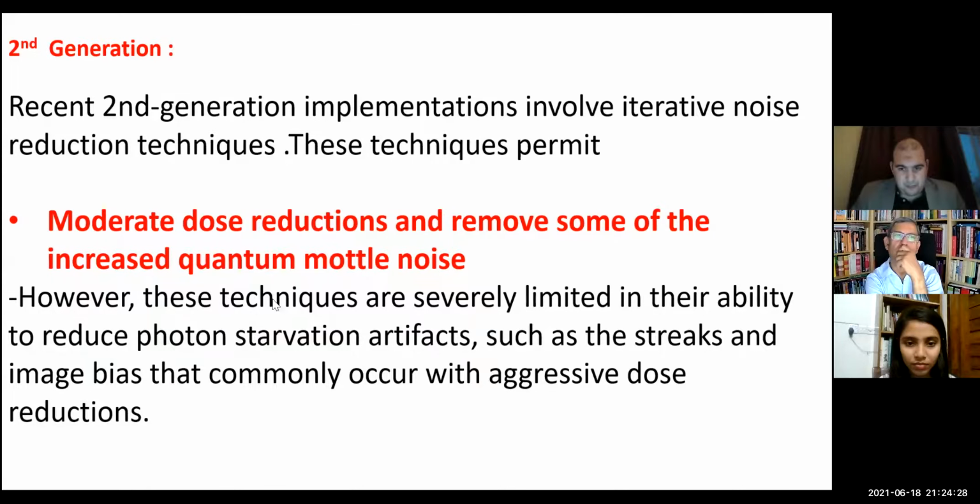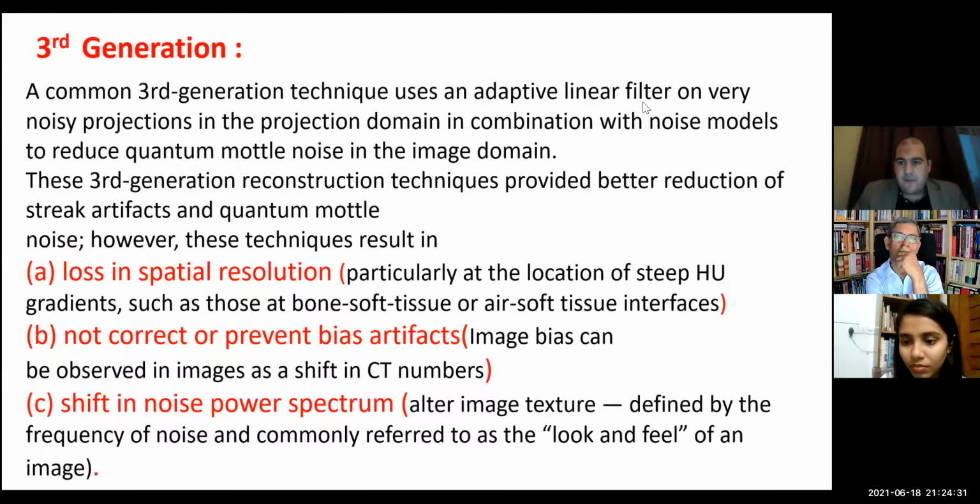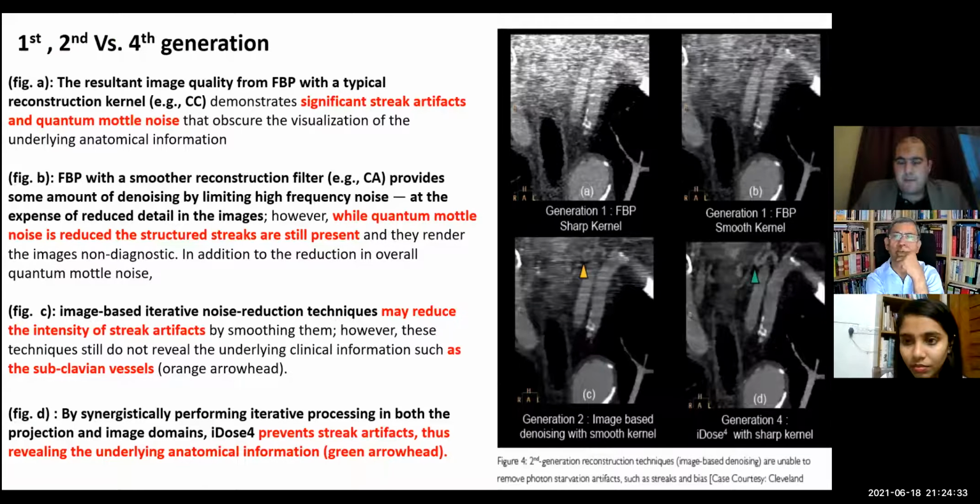So now, for this example, as a comparison, this is our neck region. For the first generation, this is an obese patient. You will find a noisy image and streaks. These streaks are like artifacts, blackening here. But using a smooth filtering with the filter back projection, you will reduce the noise, but the same streaks still appear.